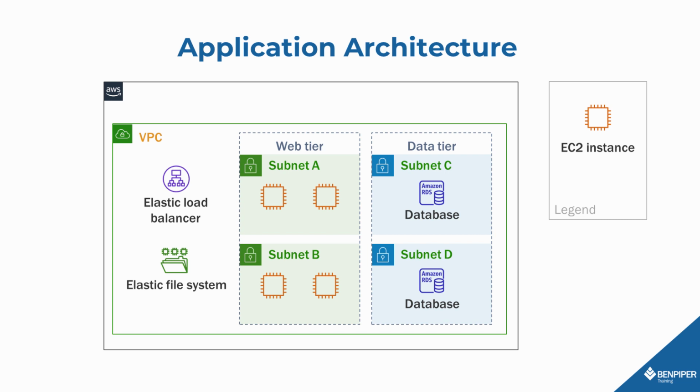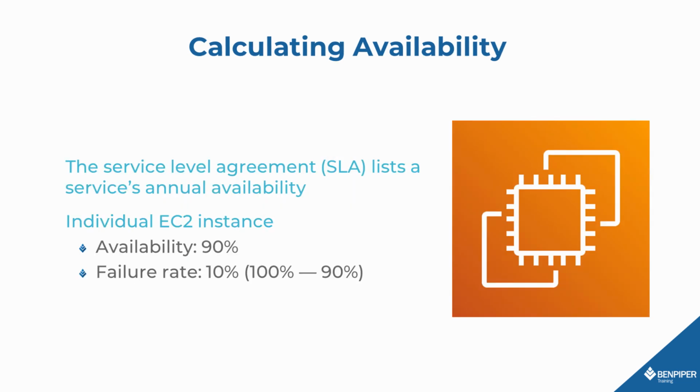To reiterate, this architecture meets our availability requirement of 99.9%. But how do I know that? Well, AWS publishes the availabilities of its services in the Service Level Agreement, or SLA, for each service. The SLA for the EC2 service says that a given EC2 instance will have 90% availability. Yes, you heard me right, 90, 9-0. And if that sounds low, it's because it is. In fact, it's very low.